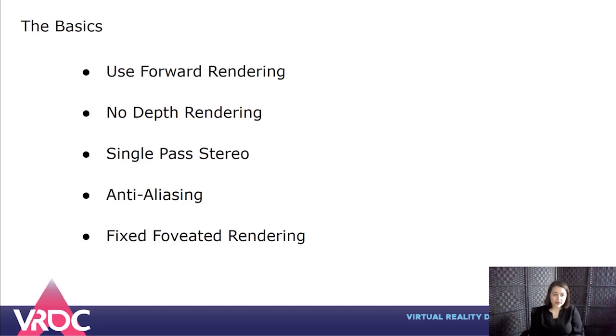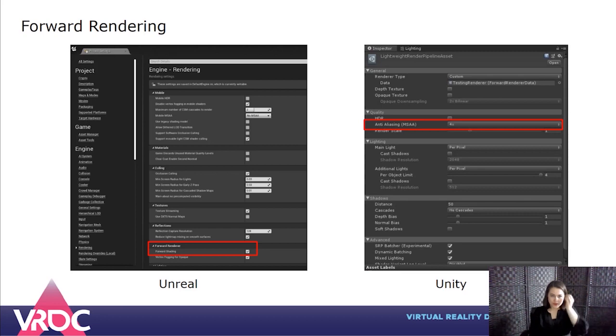There are forward rendering, depth pass rendering, single pass stereo, anti-aliasing, and fixed foveated rendering. Forward rendering. You'll need to use forward rendering. The Quest is a mobile device, and that's the rule for mobile devices right now. Make sure you find out what forward rendering entails and means as far as art assets.